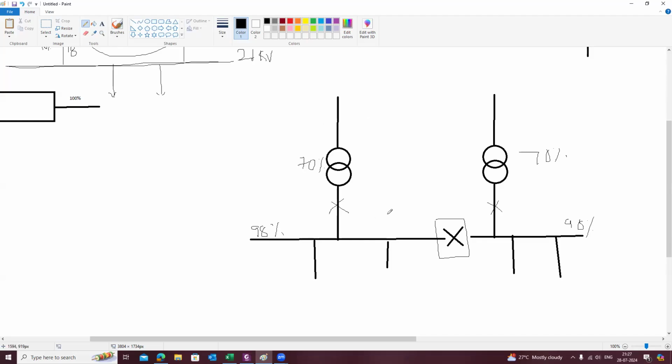Now take another condition which is called the contingency condition. Suppose this breaker is out or this breaker is open and I close this bus coupler. So in that case, what will happen? The entire load will be fed by this transformer. So in that case, the bus voltage profile will never be able to meet 98% unless you change the tap of the transformer.